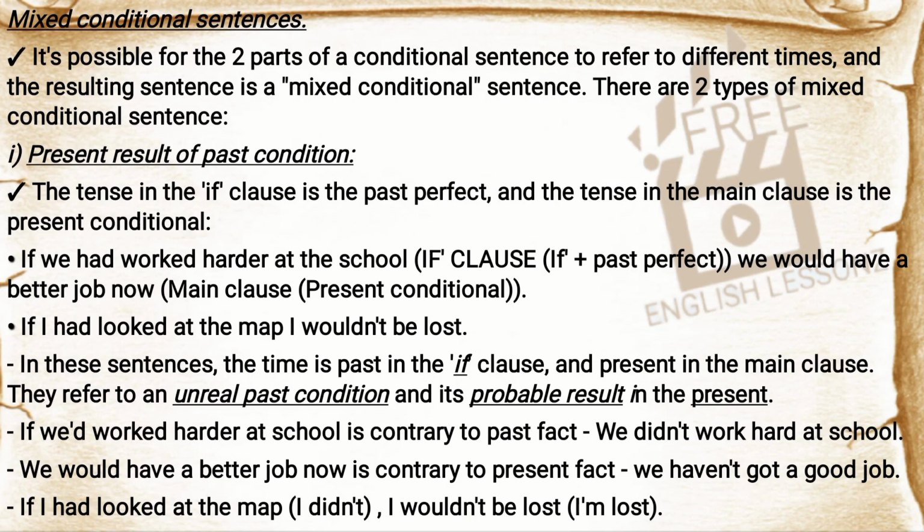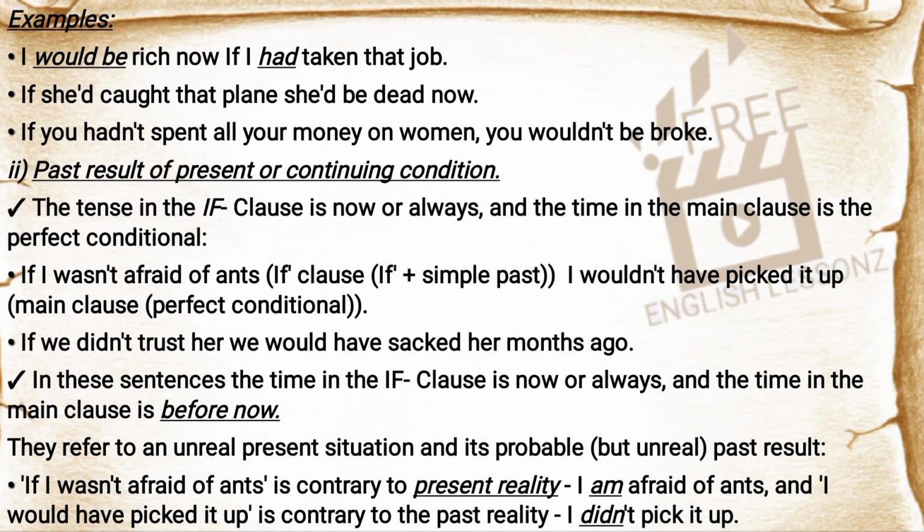If we had worked harder at school is contrary to past fact: we didn't work hard at school. We would have a better job now is contrary to present fact: we haven't got a good job. If I had looked at the map, I didn't; I wouldn't be lost, I'm lost. More examples: I would be rich now if I had taken that job. If she'd caught that plane, she'd be dead now. If you hadn't spent all your money on women, you wouldn't be broke.